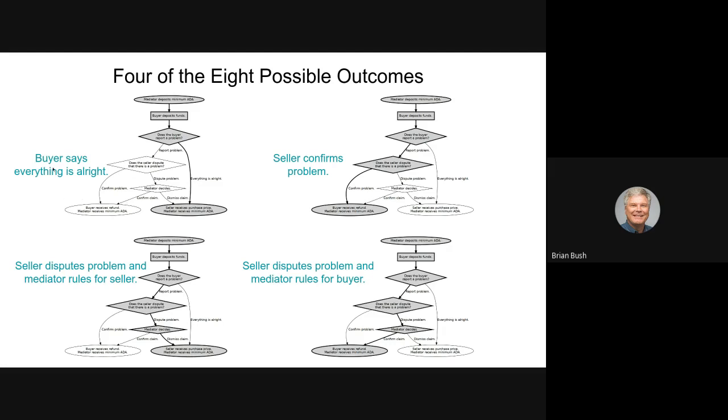But the first one is the buyer says everything is all right. So we just walk through this path. Or the buyer can say that things are not all right, there's a problem, and the seller confirms the problem. So we go through this highlighted area. If the seller disputes, then it goes down to the mediator. And in the case where the mediator decides for the seller, we go down here, and the seller receives the funds that were deposited by the buyer. The last case here is where the mediator decides for the buyer, and the buyer gets a refund. So these are the cases.